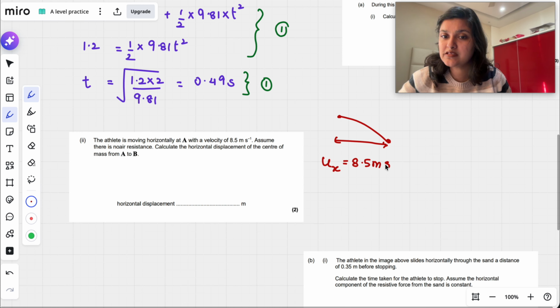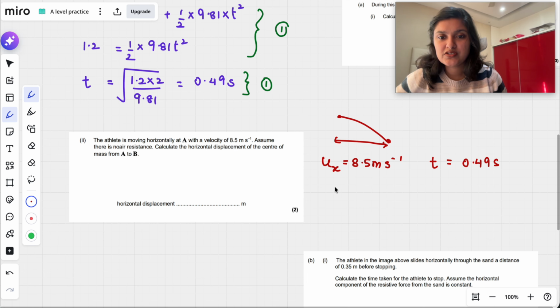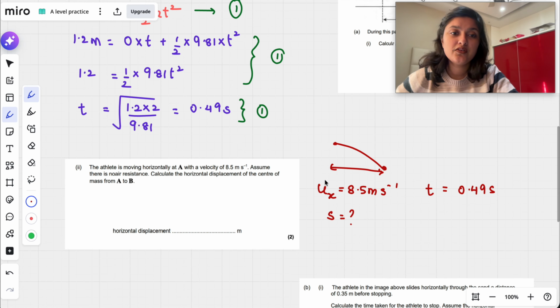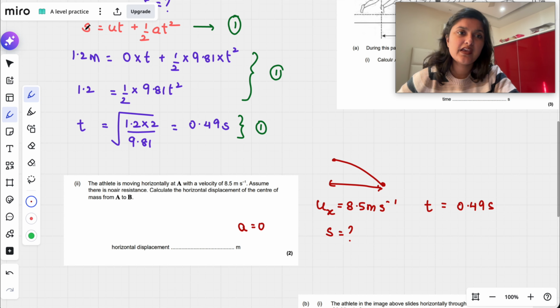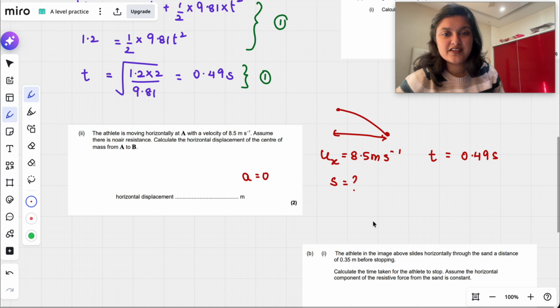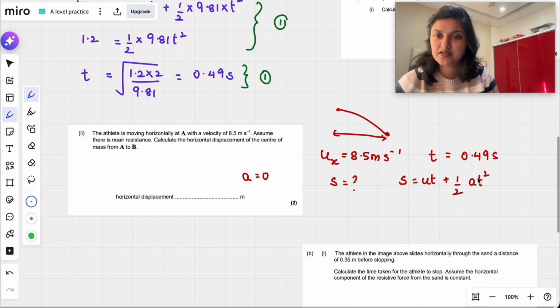Do we know anything else? Yes, we know the time it took. So the time it took is 0.49 seconds, and the question is asking you to solve for distance. So which equation can help you? In the horizontal direction, acceleration is equal to 0. So you can use the same equation, S is equal to ut plus half at square, and put the acceleration equal to 0. And in this case, acceleration is 0.